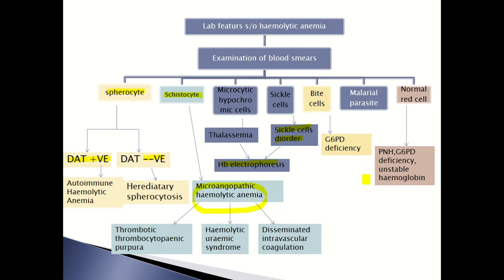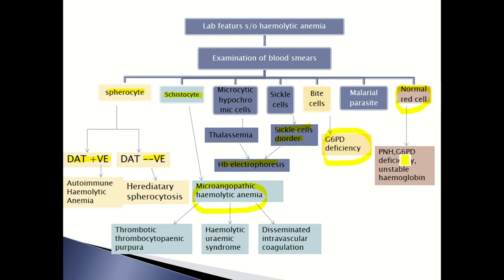Once you find bite cells, those are the characteristic cells for G6PD deficiency. This was a very frequently asked MCQ in the past. Bite cells or blister cells are seen in G6PD deficiency. Once you find malarial parasite, that again produces hemolysis.